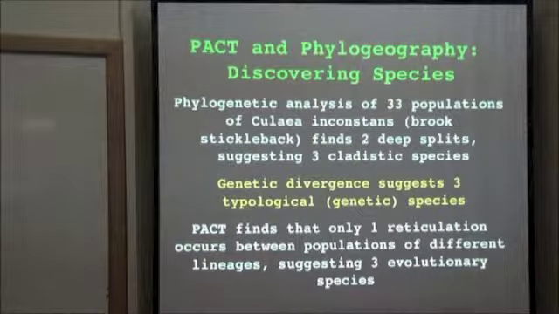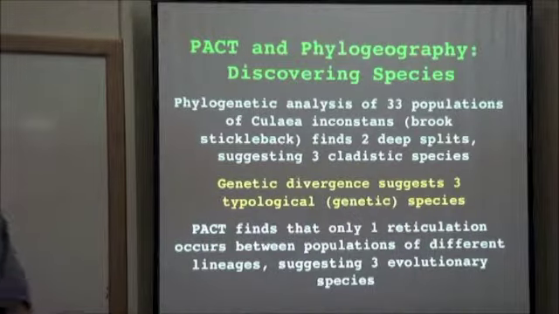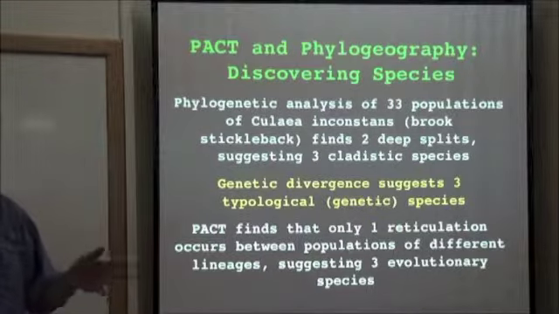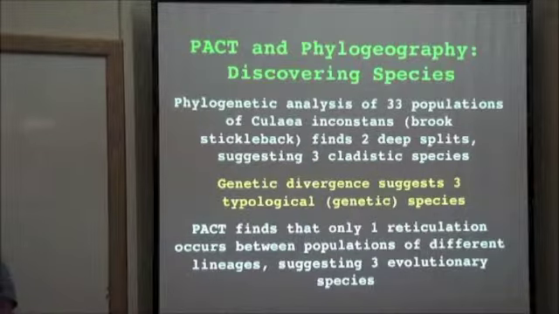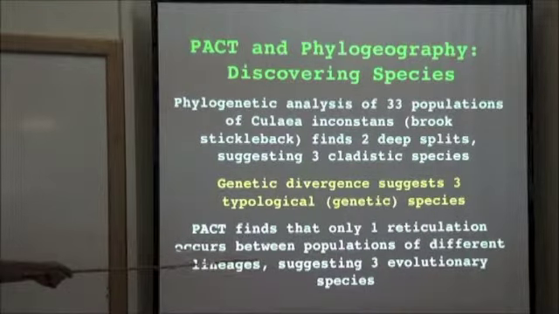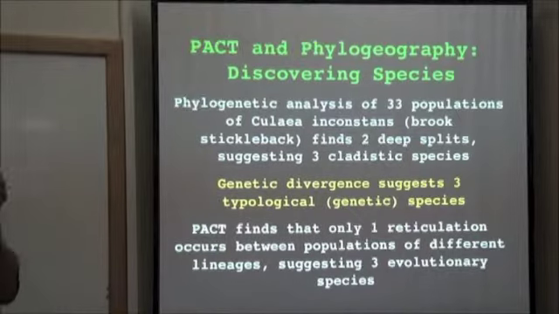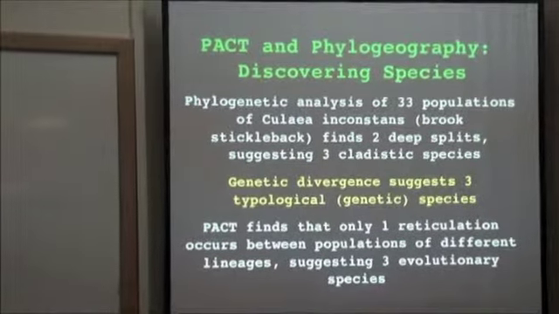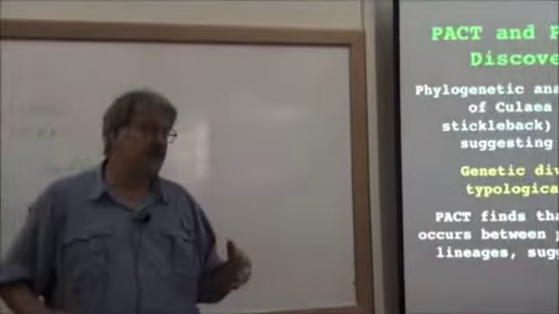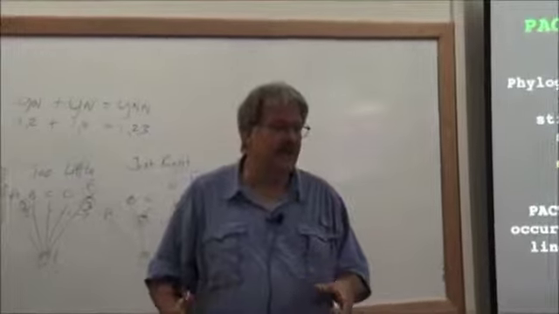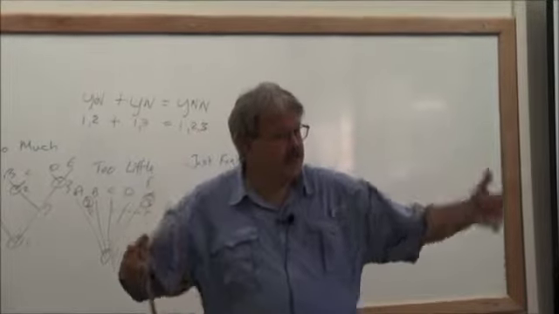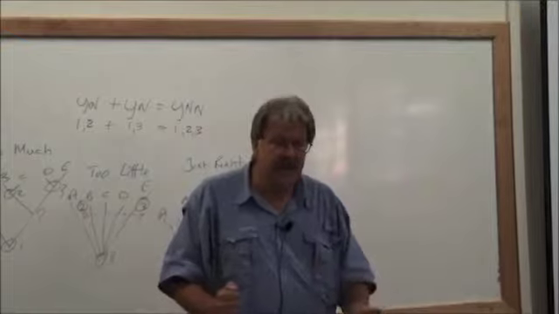Now, the genetic divergence data suggested that, using this magic 5% rule that the barcoders use, there are 3 different genetic species. Now, that's just a typological species concept. It's the same as using morphology to tell you what your species are. But because there's only one case where there's any reticulation between populations in these different lineages, it also looks like the PACT analysis makes it look like these different populations are acting like separate evolutionary species. And then this sets up this whole business of, have they completed speciation?